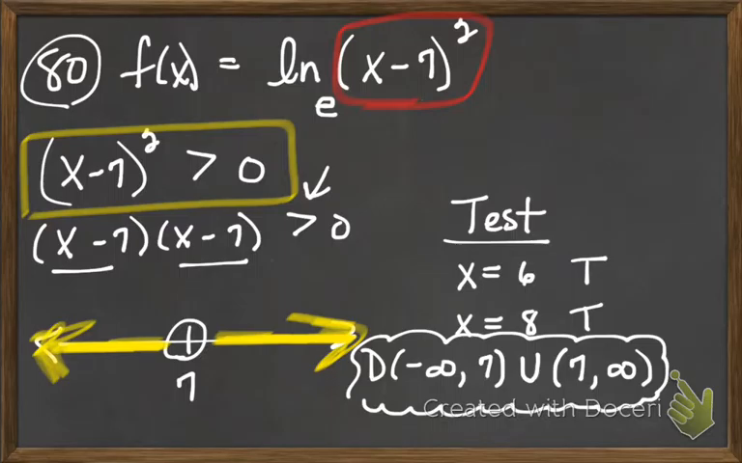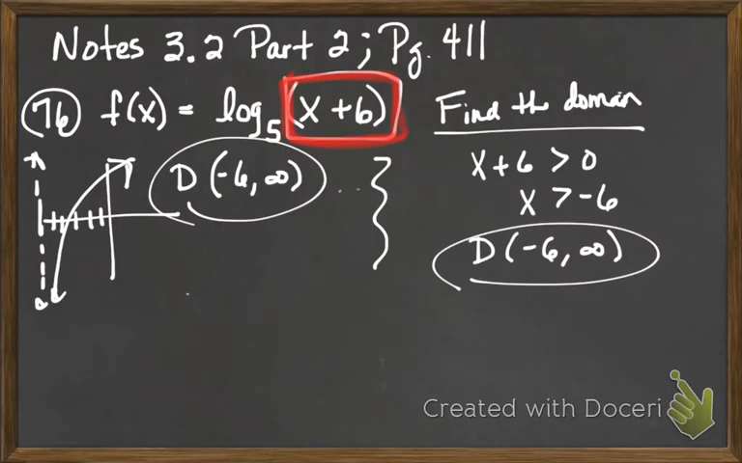Okay, so let's look at these real quickly. This will probably be the hardest part of your homework. When they're asking you for domain, you can either graph it if it's something that you know you can graph. If not, you're going to take what follows your base and you're going to always set it greater than 0. 76 was an easier problem because the x plus 6 was not squared. So you just said x plus 6 is greater than 0, solve for x, that gets you your domain.